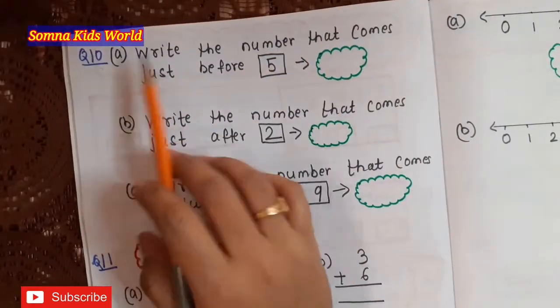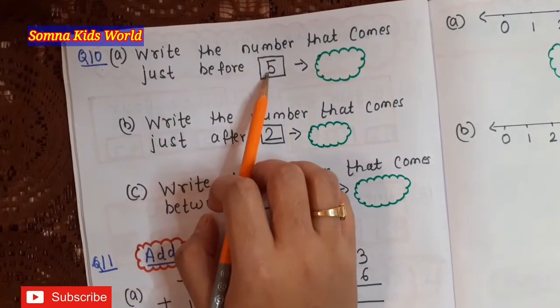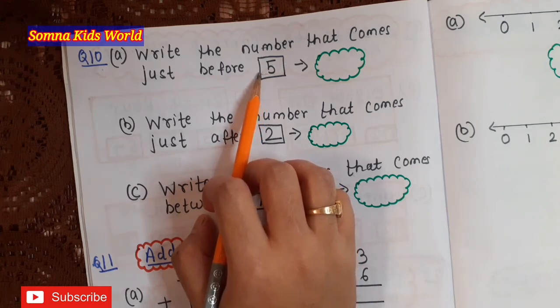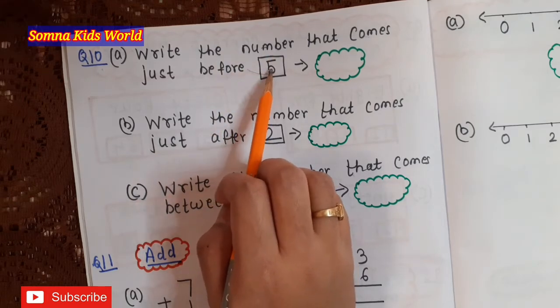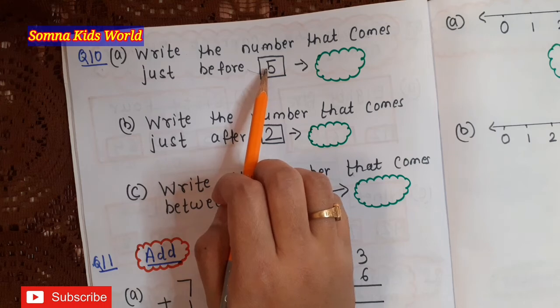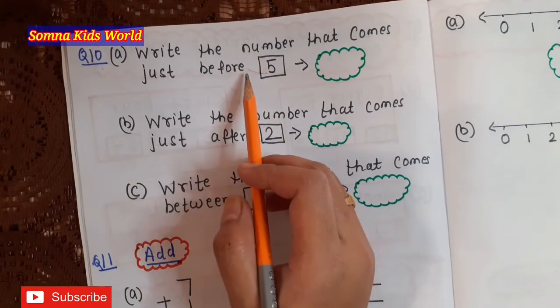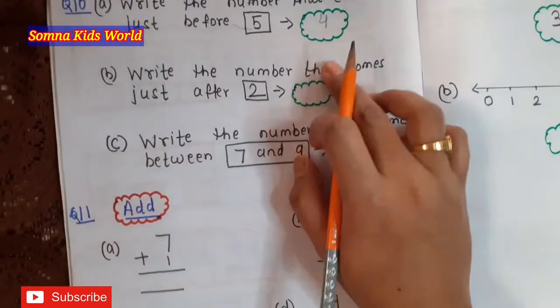So here question number 10 is write the number that comes just before 5. So which number comes before 5? Here one trick is there. You can tell the children to count till number 5, like 1, 2, 3, 4, 5. As you have given the question that which number comes before 5, you can tell them to count till 5. 1, 2, 3, 4, 5. So the number before 5 is 4. Like this they can count and write here.